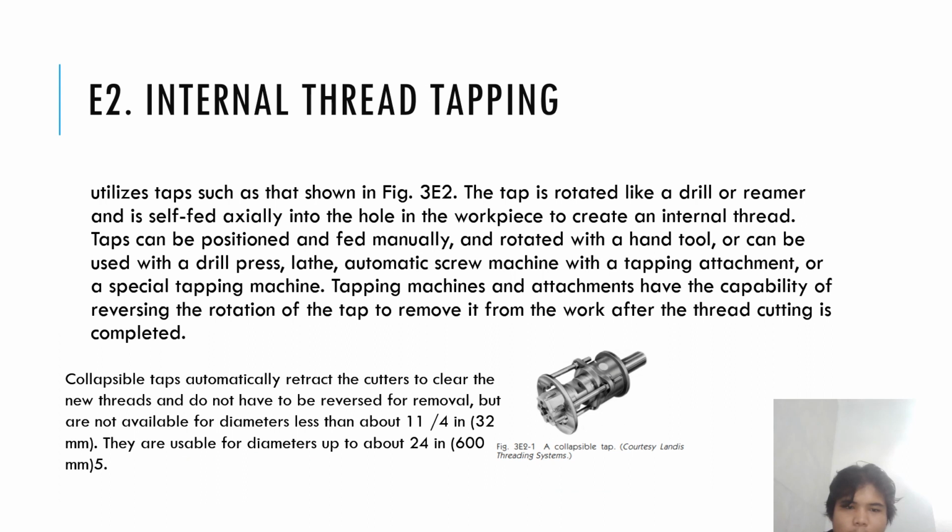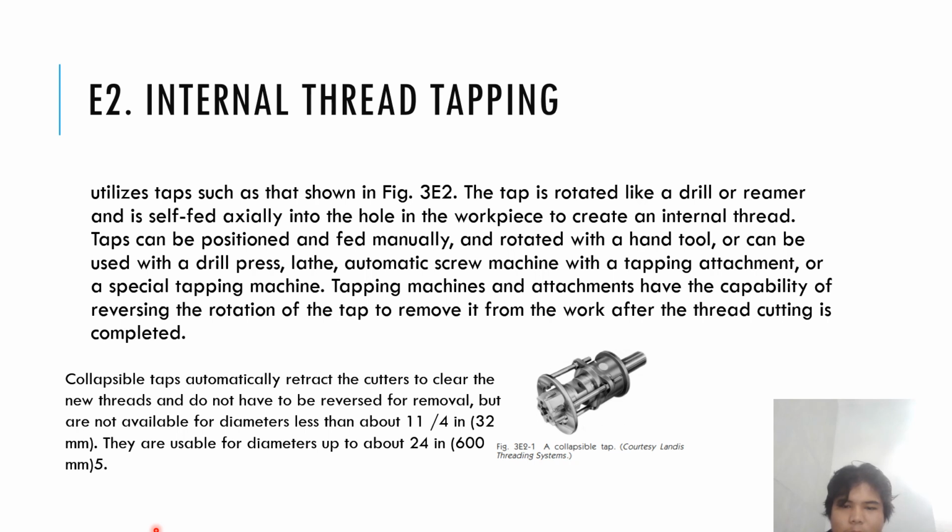Internal thread tapping utilizes taps such as shown in figure 3A2. The tap is rotated like a drill or reamer and itself fed axially into the hole of the workpiece to create internal thread. Taps can be positioned and fed manually and rotated with a hand tool, or can be used with a drill press, lathe, automatic screw machine with a tapping attachment, or a special tapping machine.